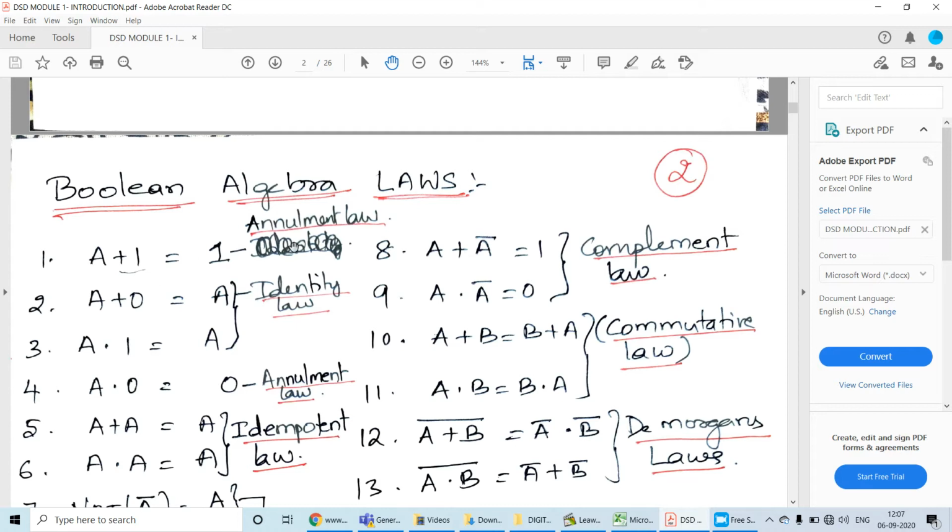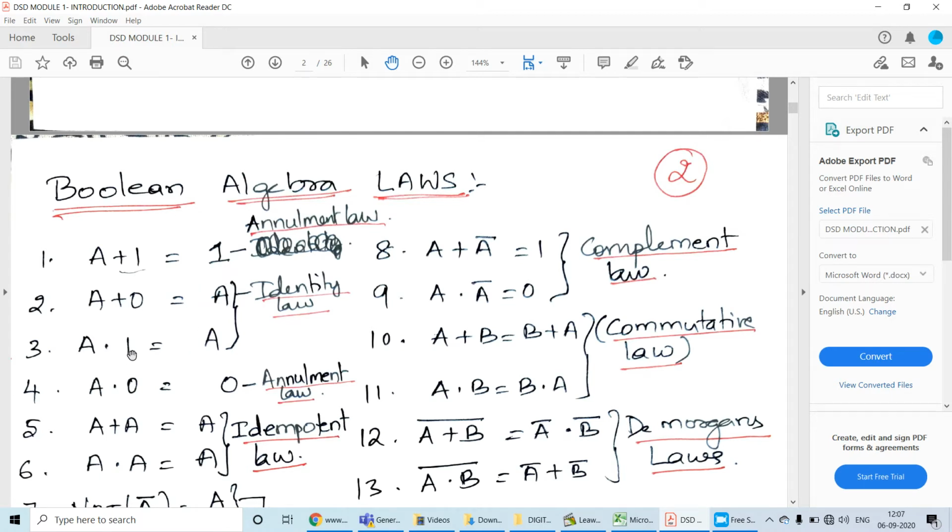So here A plus 1 equals 1. Either A is 0 or 1, anything added with 1 will give you 1. That is the reason it is 1. Annulment law. Now here, either you add 1 with A, you get 1 plus 0 is 1 only. Therefore A, you get A. And you make A equals 0, 0 plus 0 is 0. Therefore you get A only. So A plus 0 equals A.